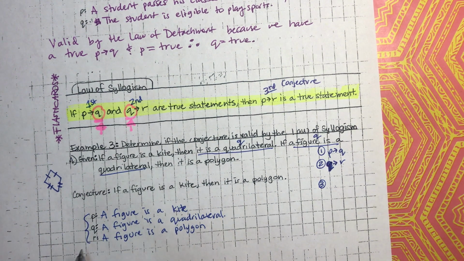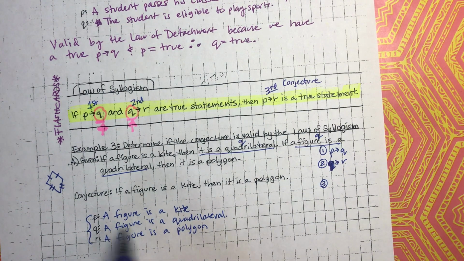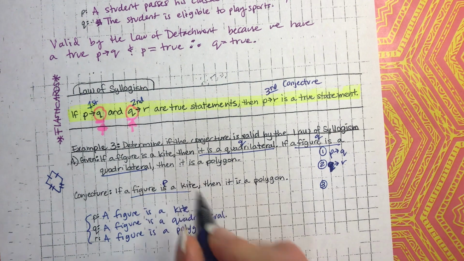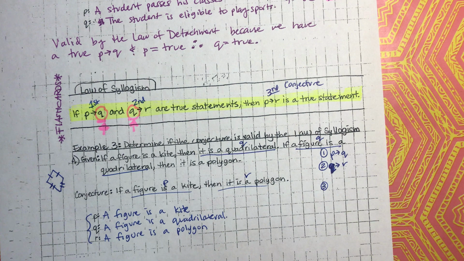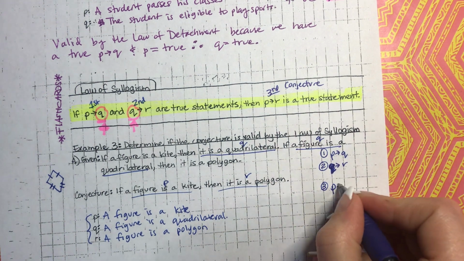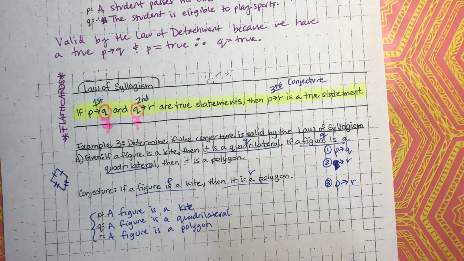If a figure is a kite, then a figure is a polygon. Okay? Is that what we have? Conjecture. If a figure is a kite, that is our P. Then it is a polygon, which is our R. Okay? So that's our third. It fits, so this is valid by the law of syllogism. It exactly fits the law of syllogism. So yes.